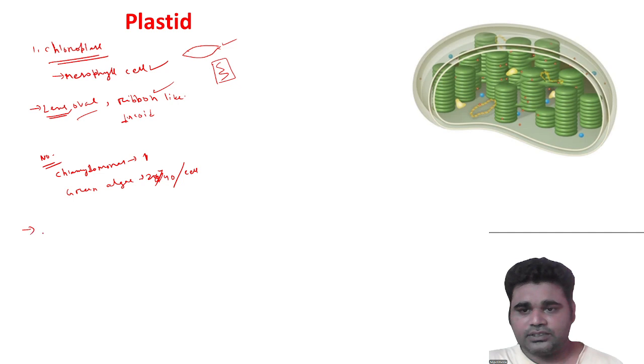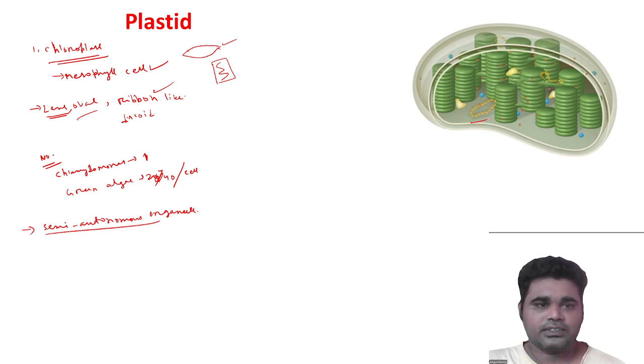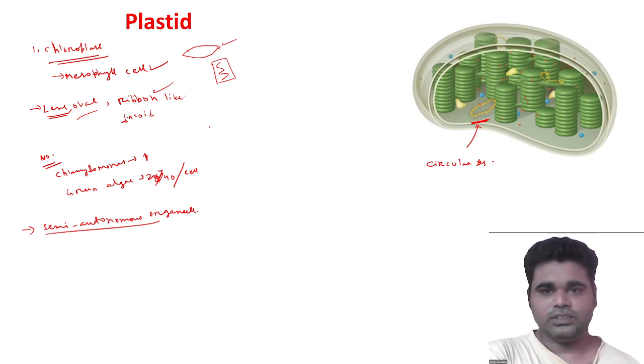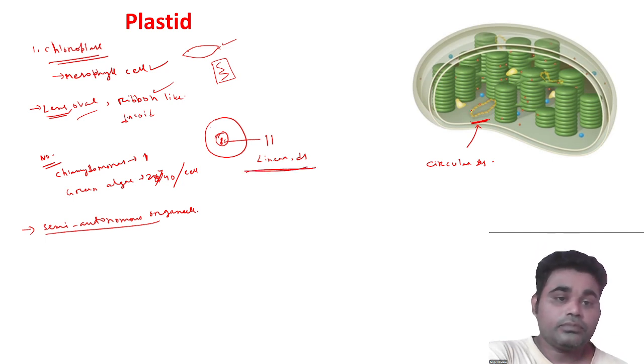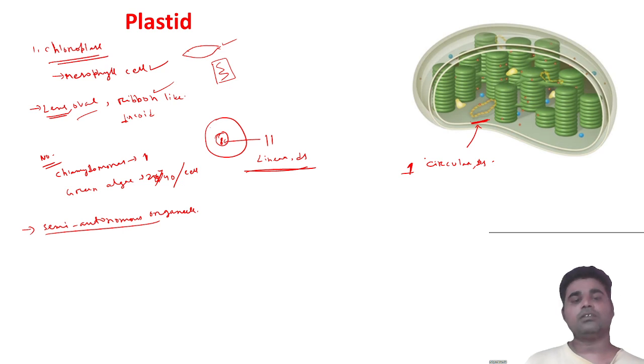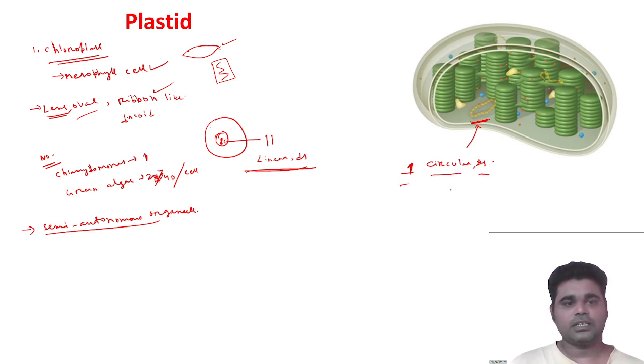So the plastid is also called a semi-autonomous organelle. Why is it called a semi-autonomous organelle? Because it contains DNA. Look at this structure. This DNA is circular and double stranded. In the nucleus, the chromosome is linear double stranded, while the DNA present in the chloroplast is double stranded but circular, and single. That means one circular double stranded DNA is present. Like the mitochondria also contains a single circular double stranded DNA.